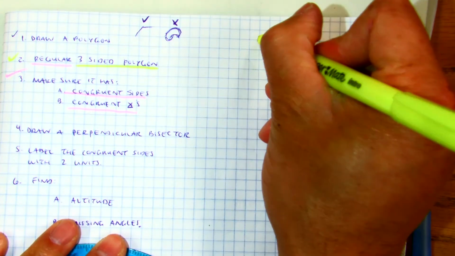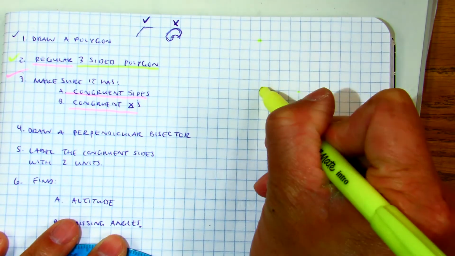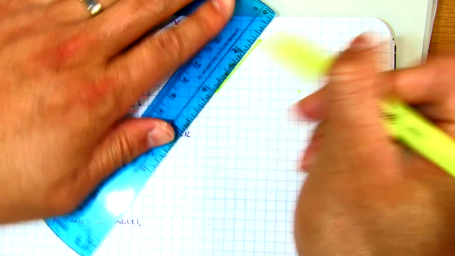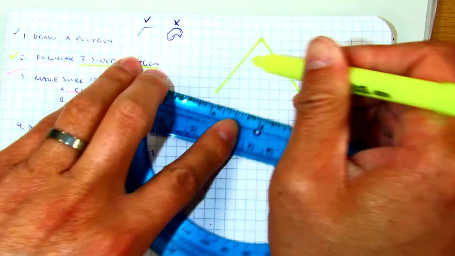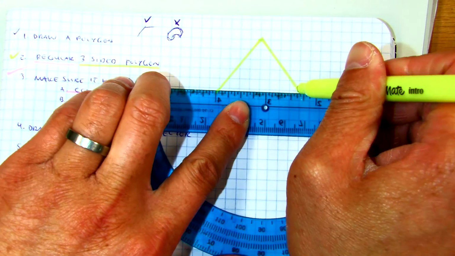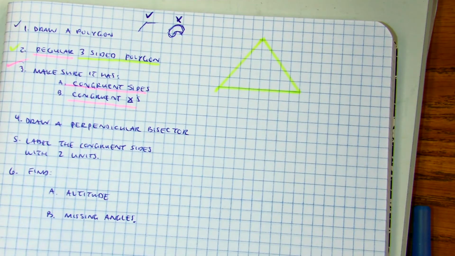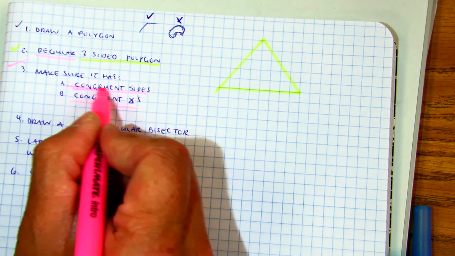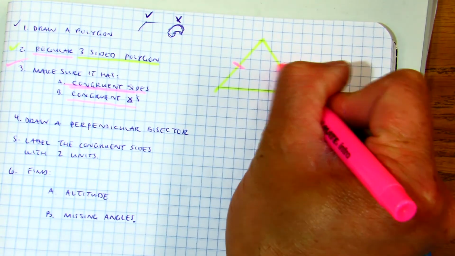Just going to pick a random point, and then maybe about distance of 4, distance of 4. Here's my triangle. Okay, so how can I show congruent sides? Yeah, congruent sides, you put the lines. I call them hash marks.